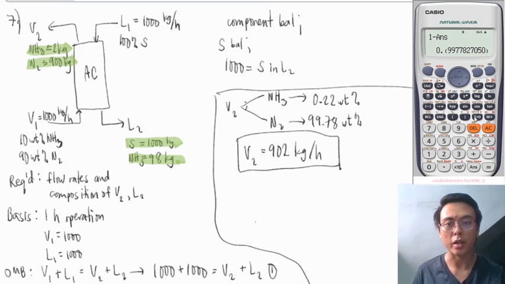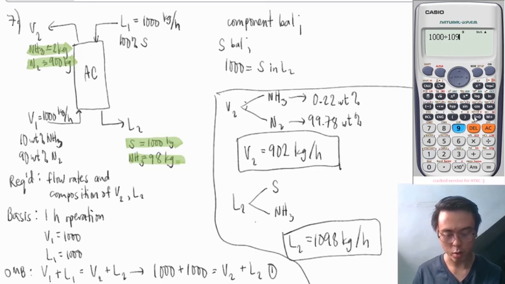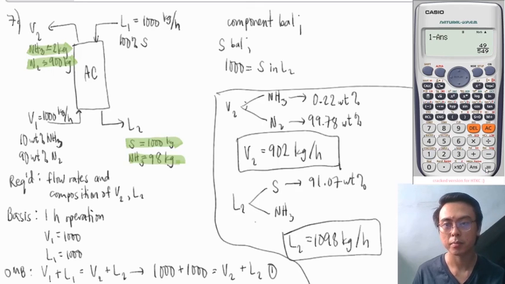Next, for L2, we have also two components. You have the solvent and the ammonia. The total value for L2 is 1,098 kilograms per hour. And the compositions would be 1,000 divided by 1,098. The solvent is 91.07%. And then ammonia will be the balance, 8.93%.